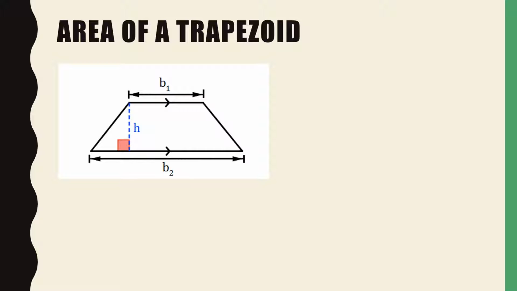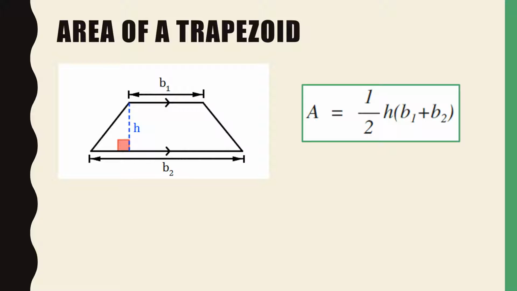So to find the area of a trapezoid, just like when we did parallelograms, we have to identify our base and our height. And in this case, with trapezoids, we have base 1 and base 2, because there's the top and the bottom, or the left and the right. So our formula for the area of a trapezoid is 1/2 times the height times the sum of the bases. So we're going to add base 1 plus base 2, multiply it times height, and then multiply by 1/2.